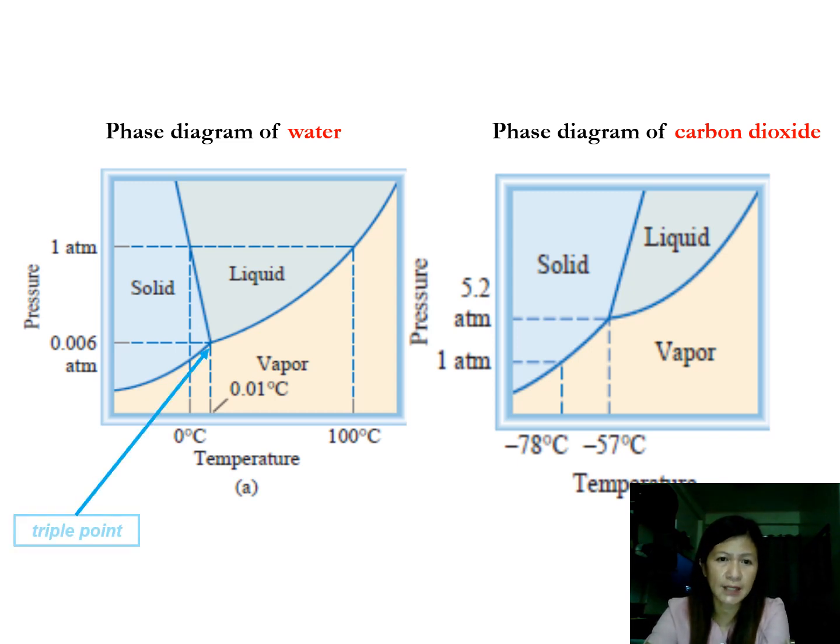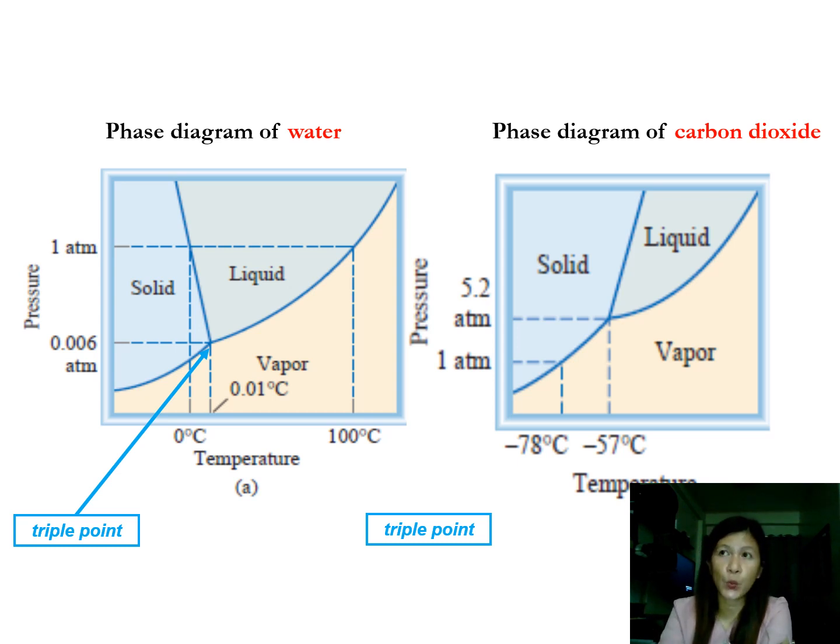Look at the critical points. Okay, the triple point again is the point, or the temperature and pressure, at which the three states of matter coexist. So the triple point of water is pressure of 0.06 atm and about 0.01 degrees Celsius. While that of carbon dioxide is at negative 57 degrees Celsius and 5.2 atm. So at this temperature and pressure, all the three states of carbon dioxide, solid, liquid, and gas coexist.